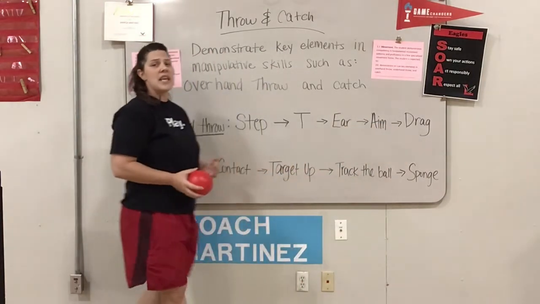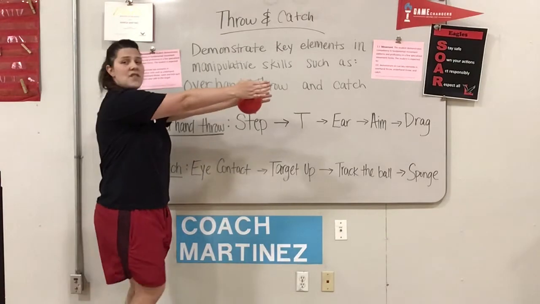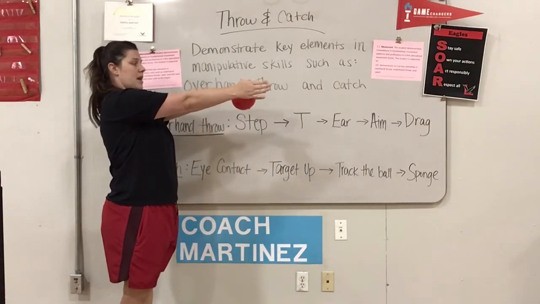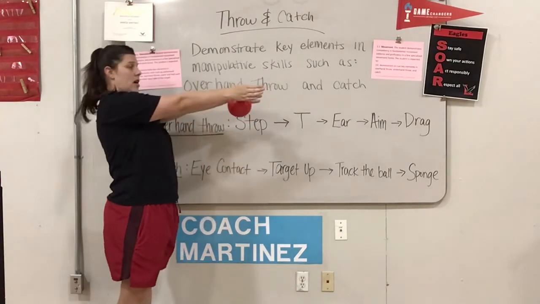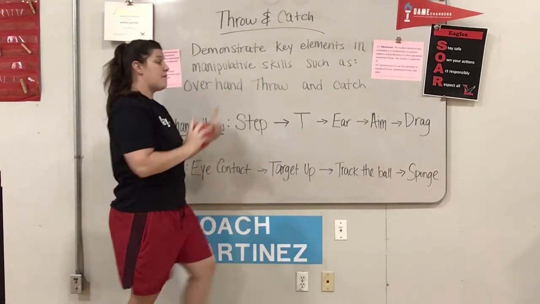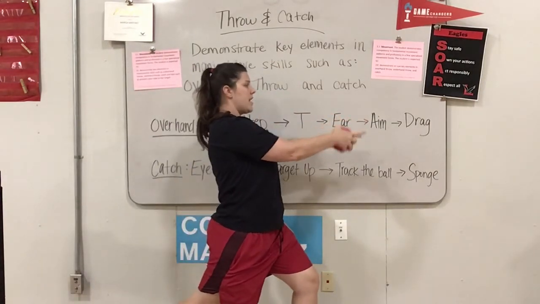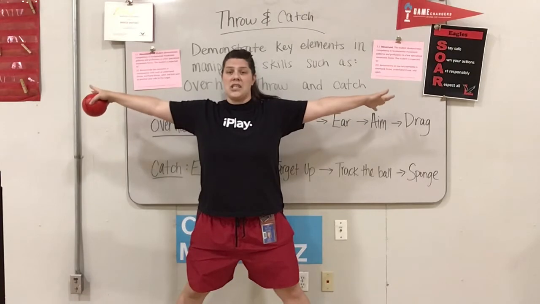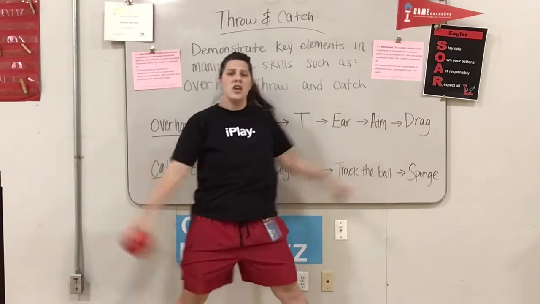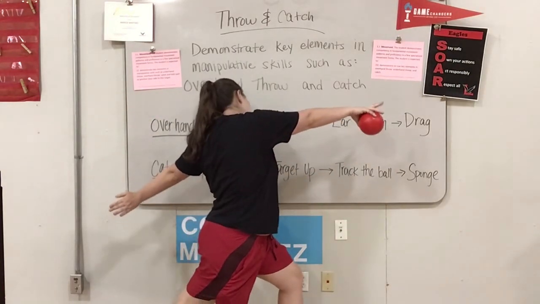So let me show you what the key elements look like. If my target is straight ahead of me, I step forward towards my target, then I turn my body to the side. Your body should just naturally open. You shouldn't be all twisted. If you're twisted, you're turning the wrong way.